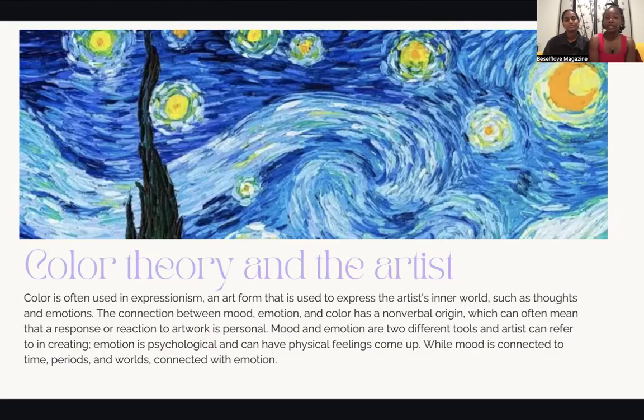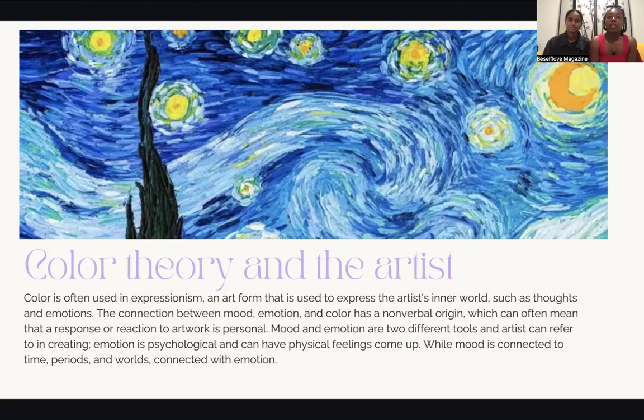So, emotion is psychological and can have feelings coming up, like butterflies in your belly when you see the person you like, or the tension in your throat when you have something important to say. That is emotion, and the physicalness of it manifesting in the body. While mood is connected to time periods and roles, and that is connected to emotion, like nostalgia.